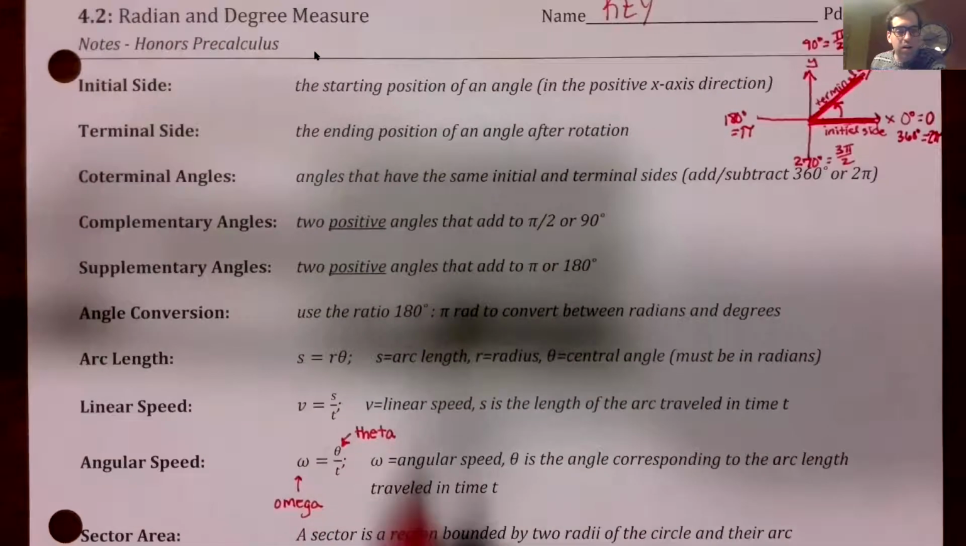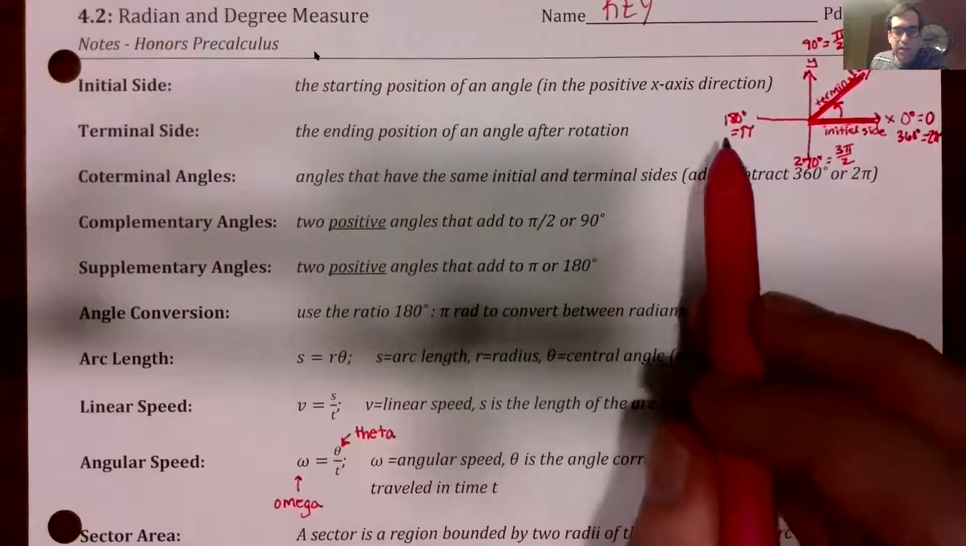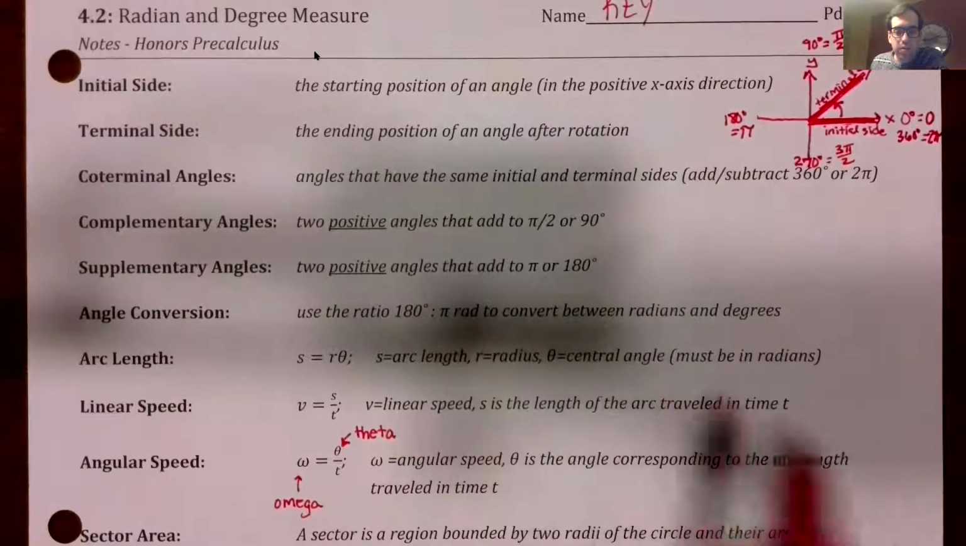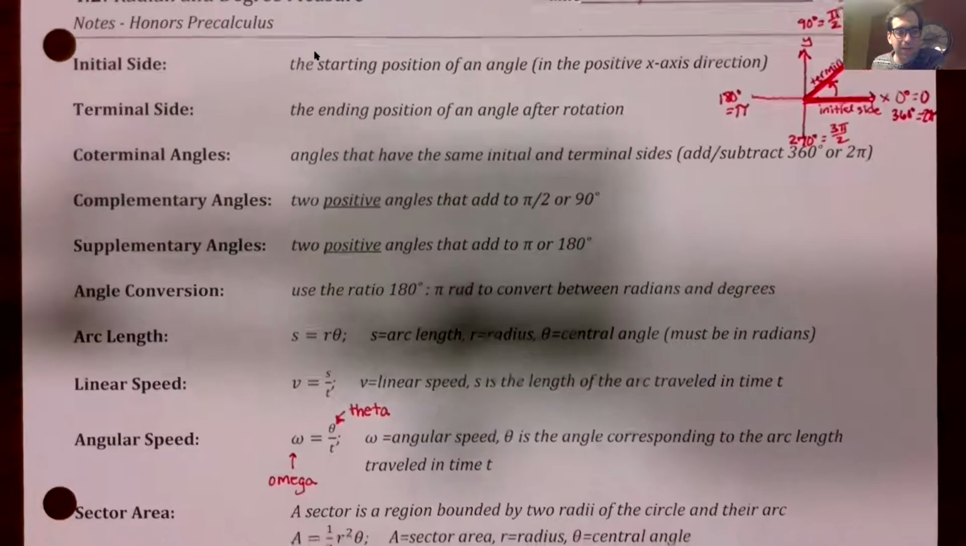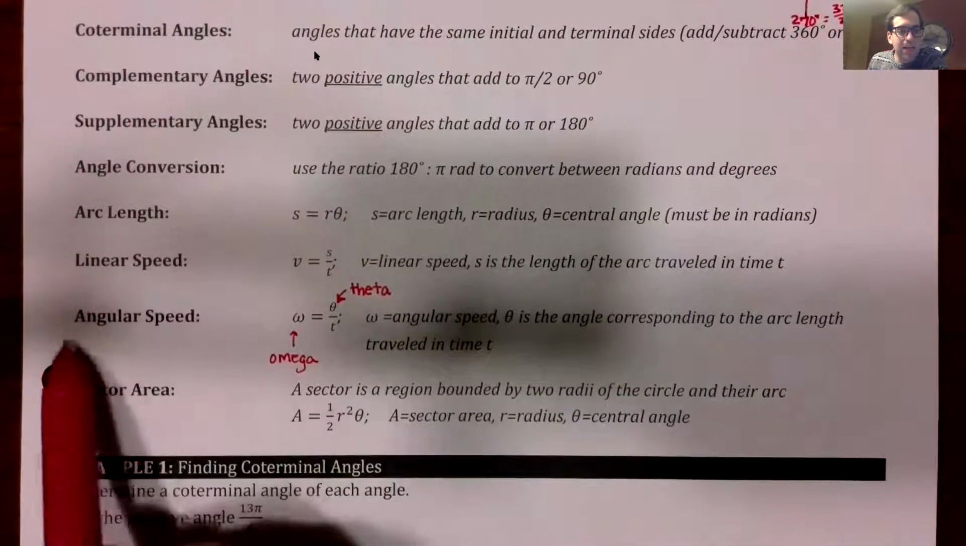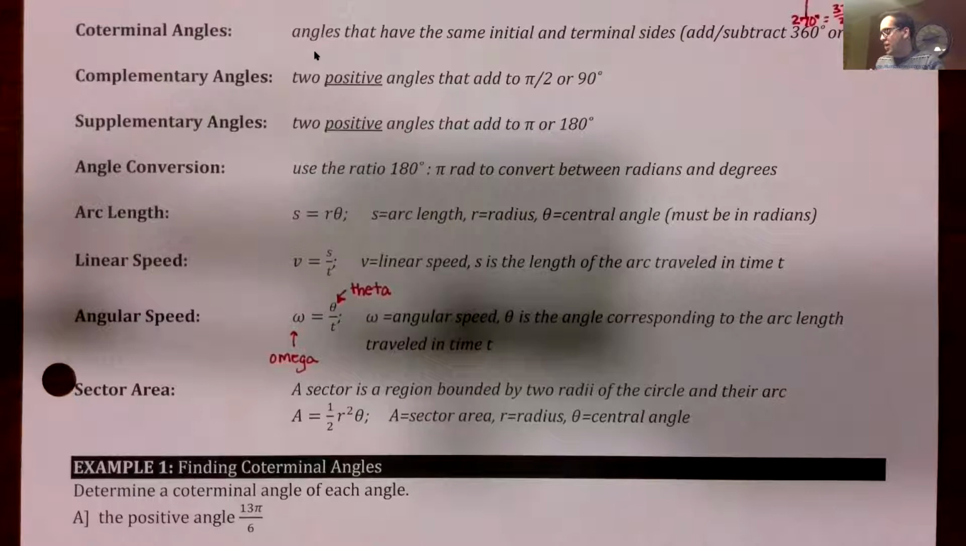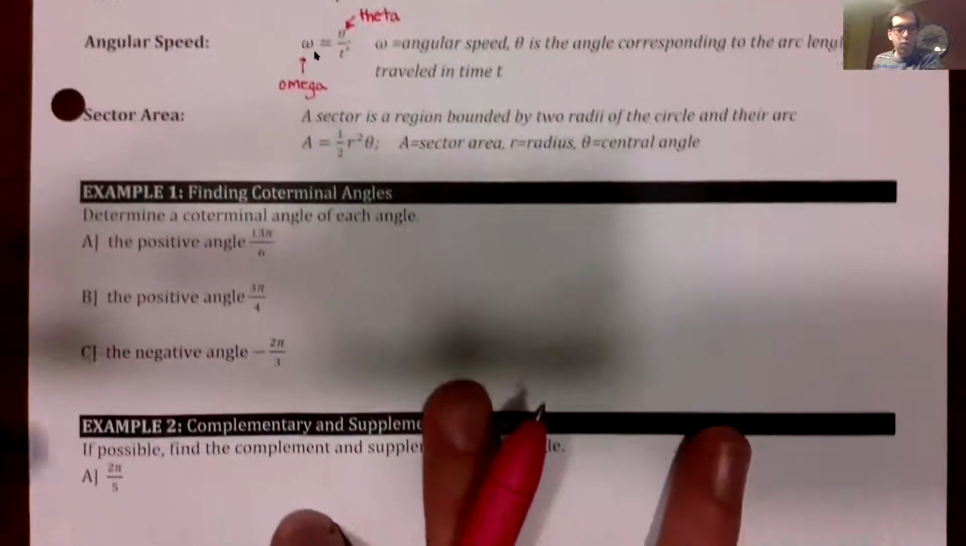But today we are going to learn how to convert, and we're going to use the ratio 180 degrees equals pi radians to convert between radians and degrees when we get there in a couple minutes. We're also going to learn about arc length, linear speed, angular speed, and sector area. Those are all new formulas, all new vocab terms, and we'll talk about that as we get there, all right? But let's just get started here with example 1.